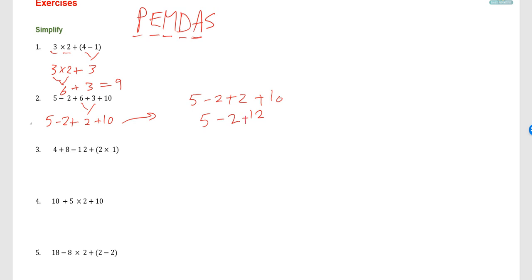Now I still have an addition, but I would start with a negative number, so let's not do that. Let's do the subtraction. So positive 5 minus 2 gives me 3, and then I still have plus 12, so 3 plus 12 is 15.